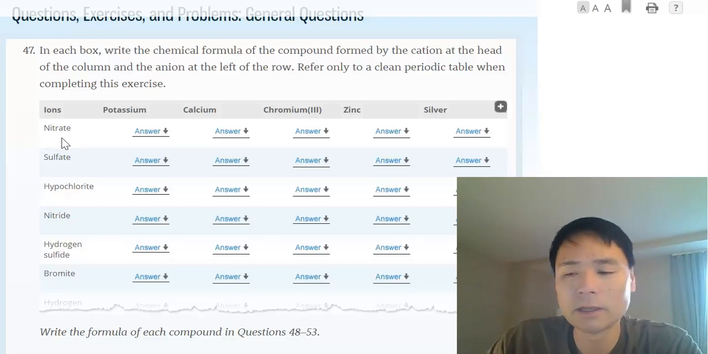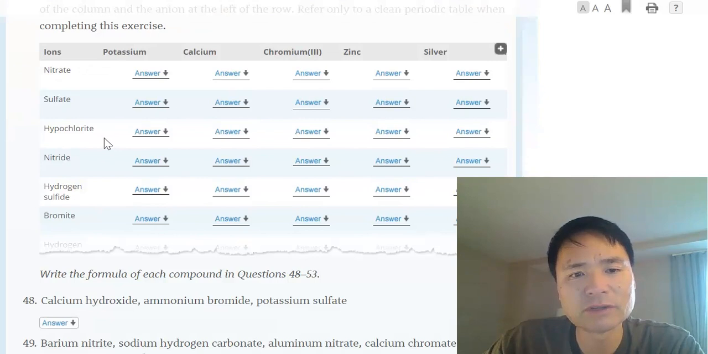Nitrate is 3 oxygen, and it goes borate 3, carbonate 2, nitrate 1, so NO3 minus. Sulfate's a 4 oxygen, and we go silicates 4, phosphates 3, sulfate is 2, so SO4 2 minus. Hypochlorite, okay, chlorate first. Chlorate's 3 oxygen, ClO3 minus. Chlorite, 2 oxygens. Hypochlorite, 1 oxygen. And so this would be ClO minus. Nitride, okay, well, we go with fluoride as a -1, oxide's a -2, nitride's a -3, so N3 minus.